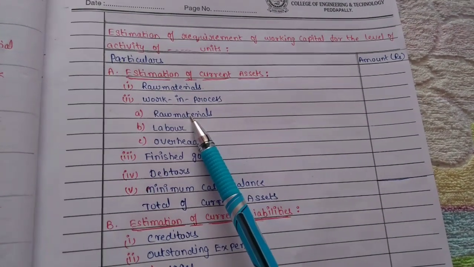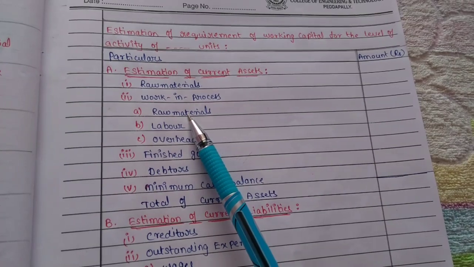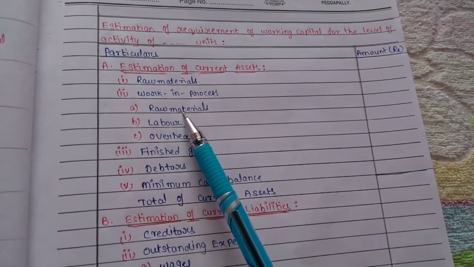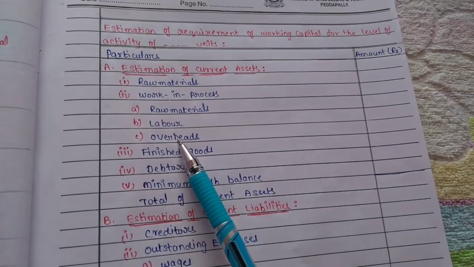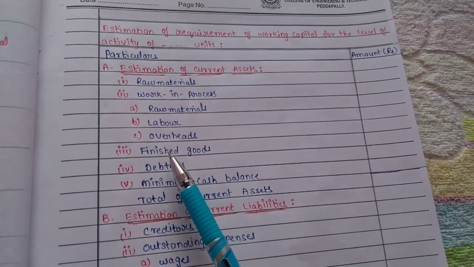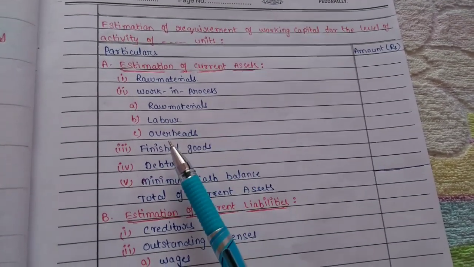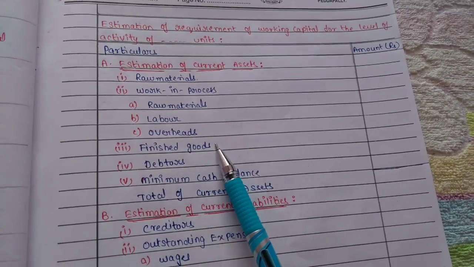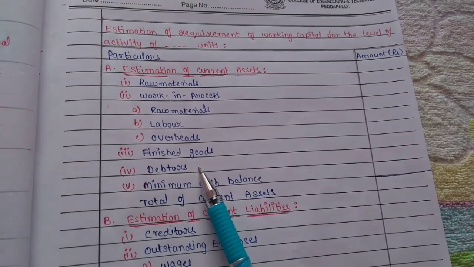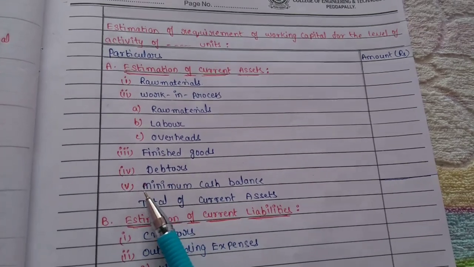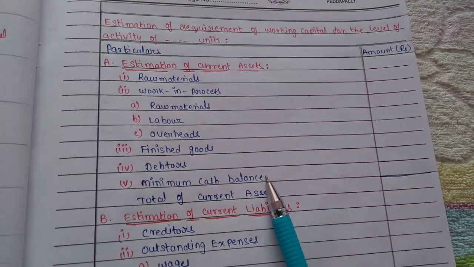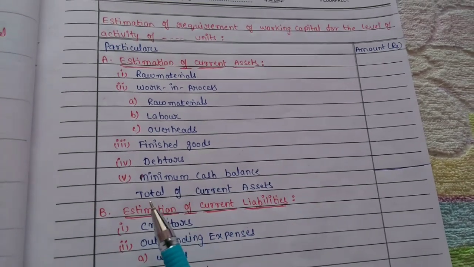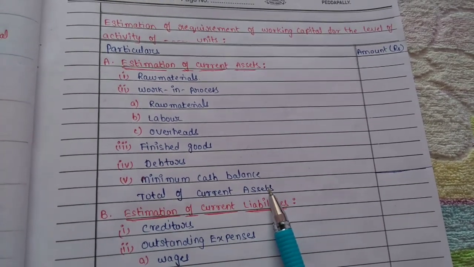Under work in process, again there are three sub elements. The first one is raw materials, second one labor, and third one overheads. After work in process, the third element is finished goods, the fourth element is calculation of debtors, and the fifth element is minimum cash balance, which will be provided in the problem itself. So this is the total of current assets.